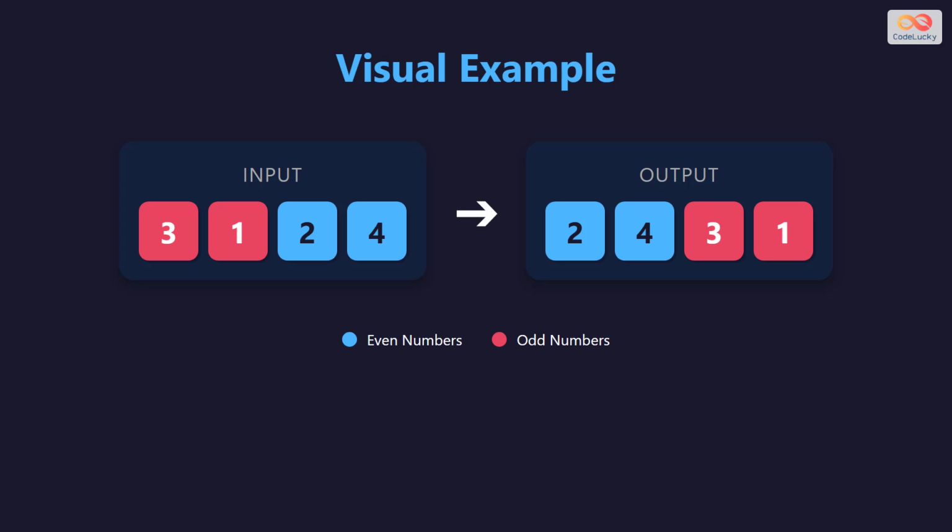Here is a visual example to help you understand. On the left, we have an input array with mixed numbers, 3, 1, 2, and 4. 3 and 1 are odd, while 2 and 4 are even. Our goal is to transform this into the output on the right, where the even numbers 2 and 4 are at the start, and the odd numbers 3 and 1 are at the end.